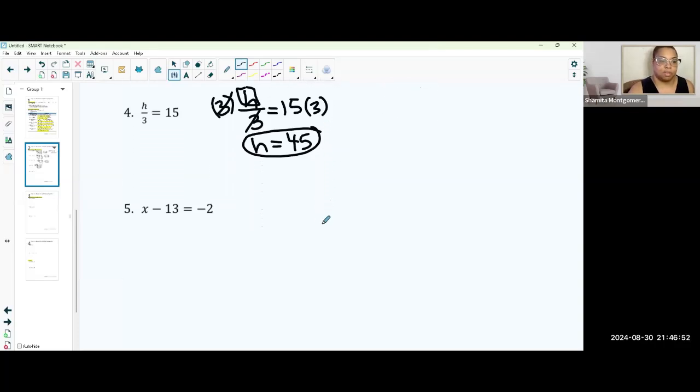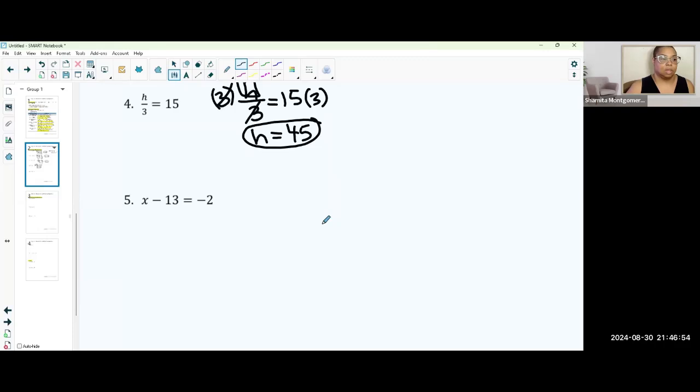Number 5. Okay, number 5, we got x minus 13 equals negative 2. We want this x to be by itself, so we're going to move this negative 13. So we're going to get rid of it. So we're going to do the opposite. We're going to add 13 on the left and add 13 on the right. Bring down our x and bring down our equal sign.